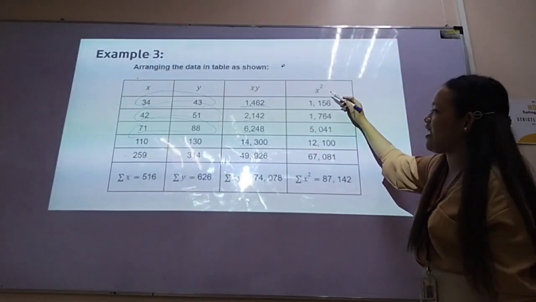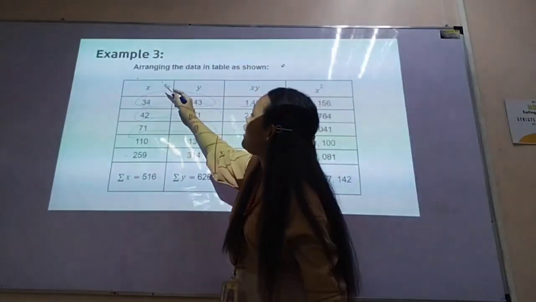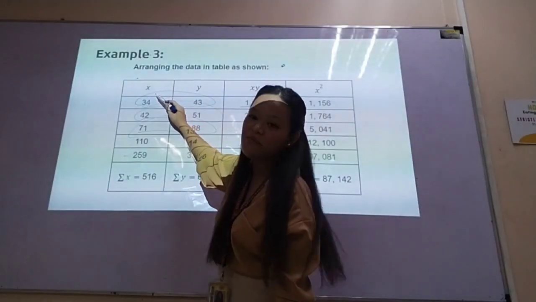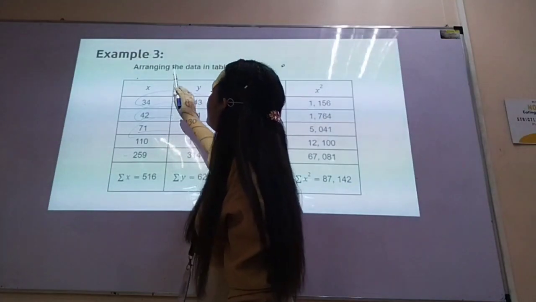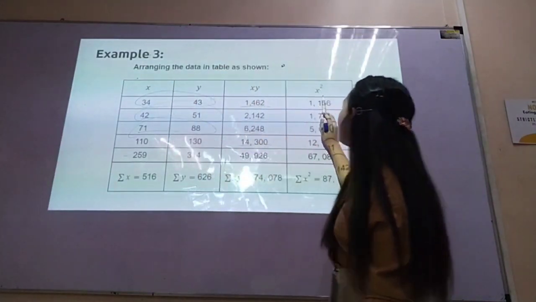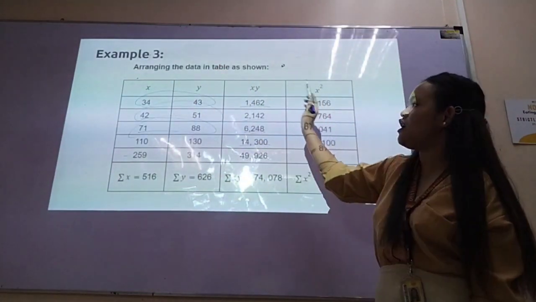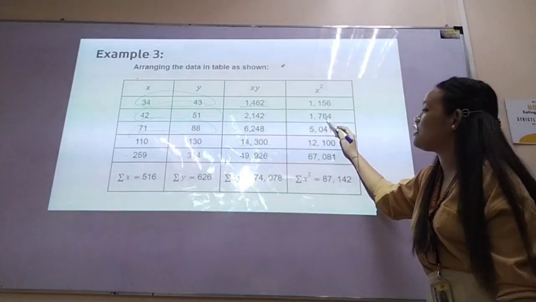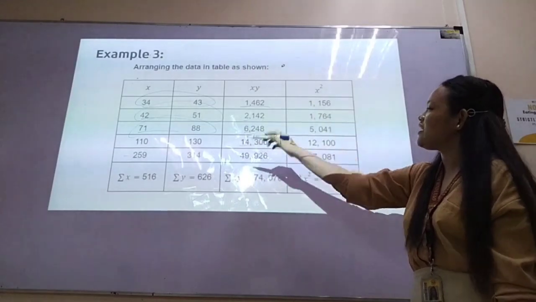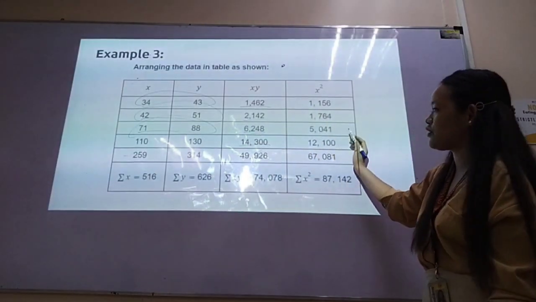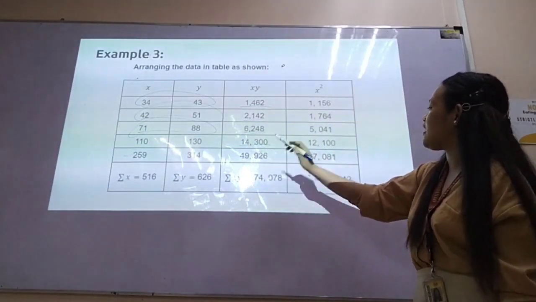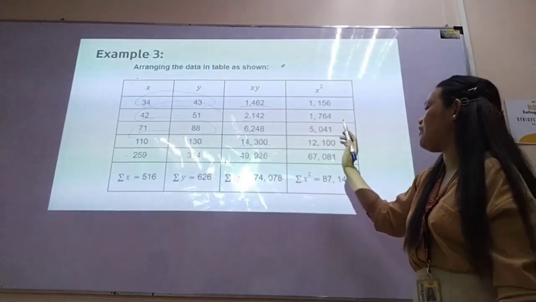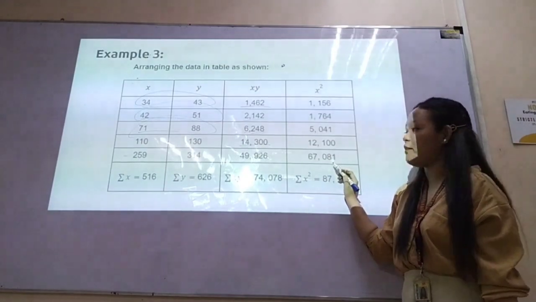Now how are we going to find the x squared? So here is our x variable, or the independent variable. We're just simply going to multiply it by itself. 34 to the power of 2 is equal to 1,156. 42 multiplied by itself is equal to 1,764. 71 to the second power is 5,041. 110 to the second power is 12,100. And 259 multiplied by itself is 67,081.